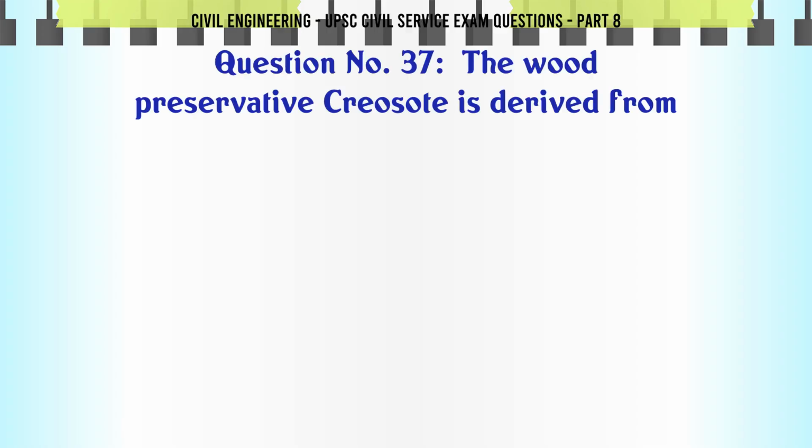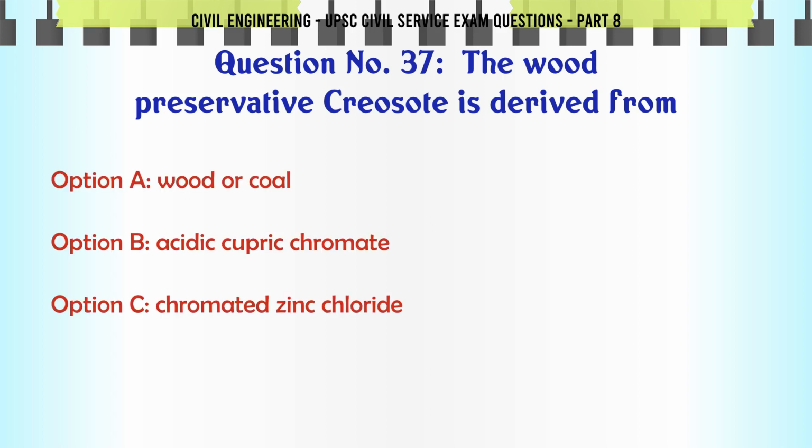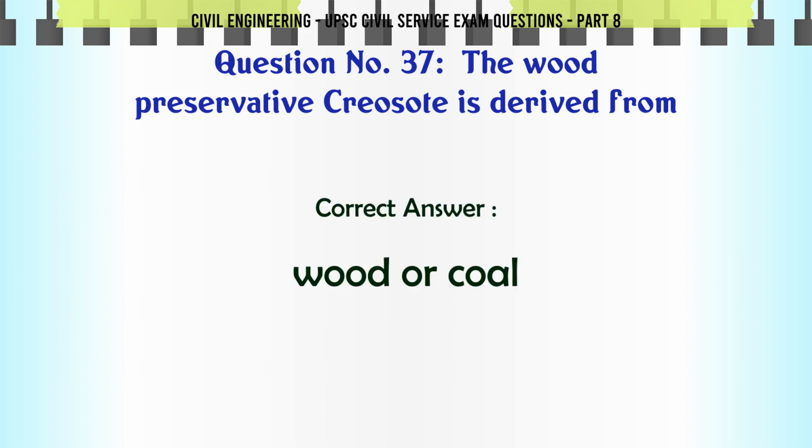The wood preservative creosote is derived from A. Wood or coal. B. Acidic cupric chromate. C. Chromate zinc chloride. D. Pentachlorophenol. The correct answer is wood or coal.